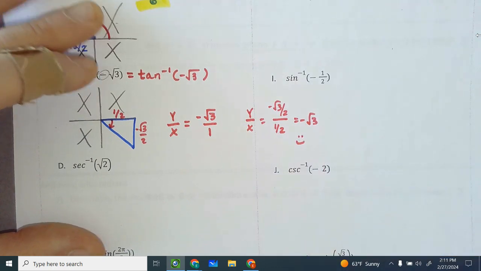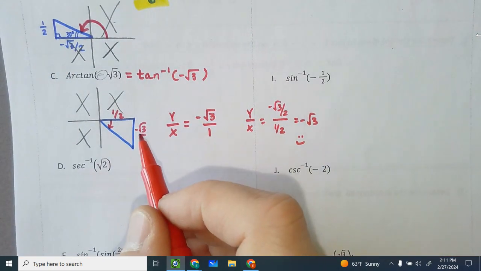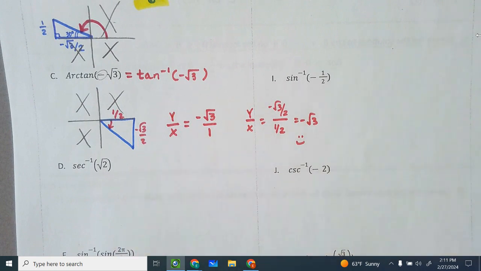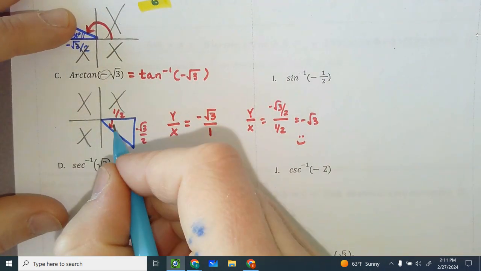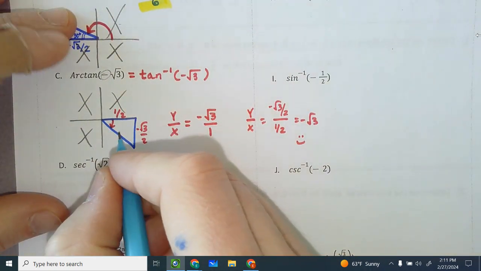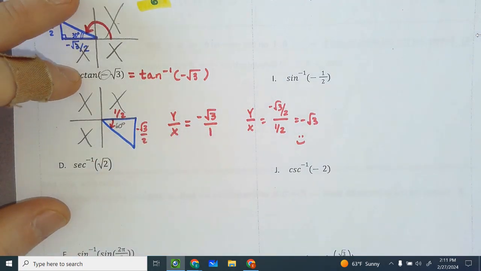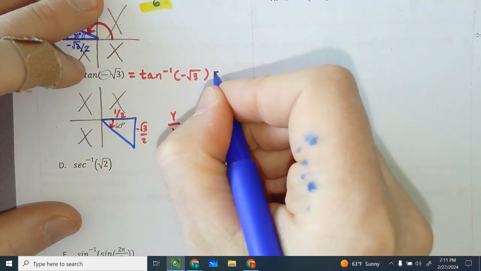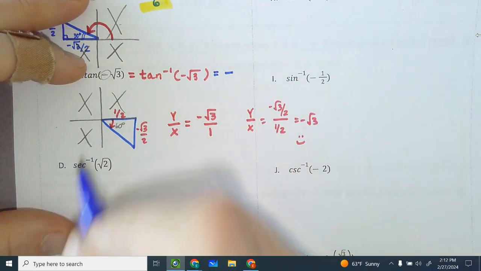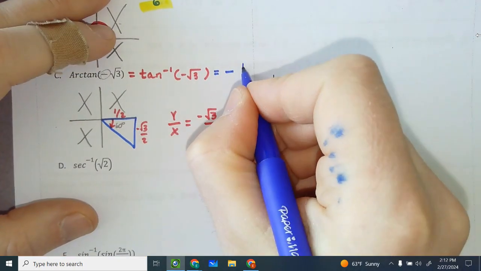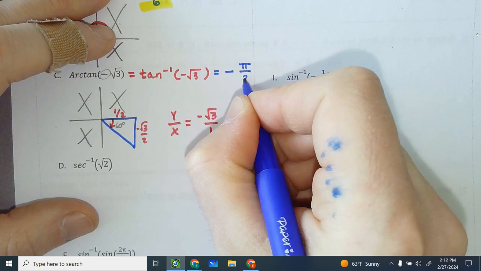So we're good. All right, now that we know this is negative roots of 3 over 2, we know that this must be a reference angle of 60 degrees. Therefore, your answer is going to be negative because we're moving in the negative direction. And since it's a 60-degree angle, that'll be pi over 3.